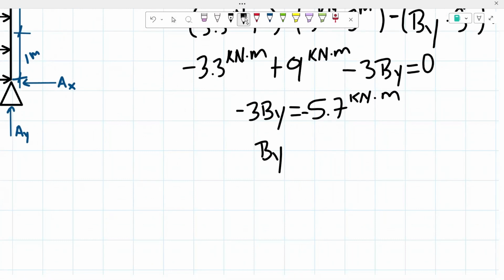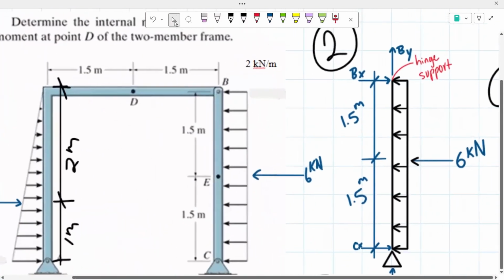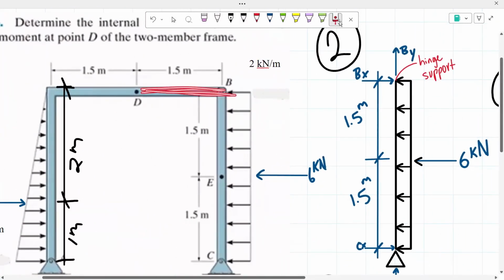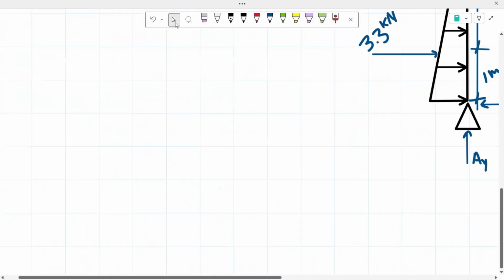So we end up getting that our reaction B sub y is 1.9 kilonewtons. And since we did end up getting a positive number, that means that it will be going downwards if we're dealing with the left side of the two-member frame, and going upwards if we're dealing with the right side of the two-member frame. So now that we have this, I can finally work with this part of the frame to determine my internal forces. So I'm going to be drawing a free body diagram of that. So that's going to be my fourth step.